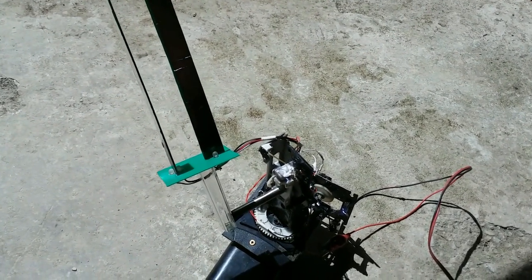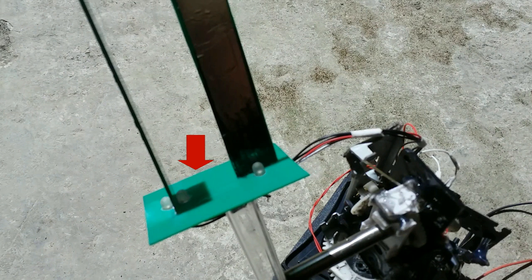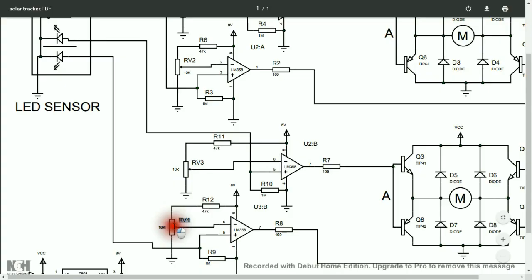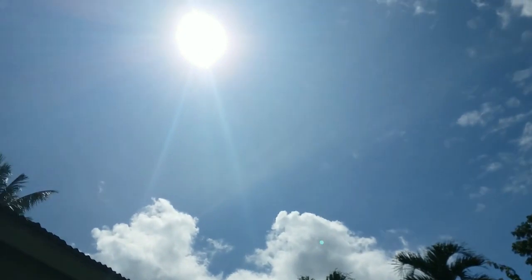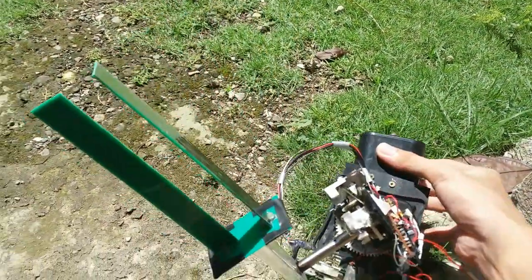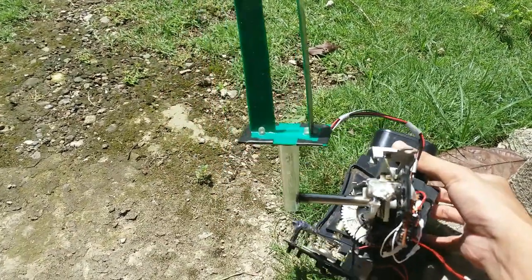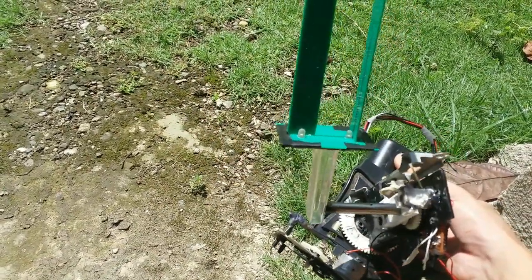I tested it outside and it works, but not perfectly. You can see the small shadow here. By the way, the meaning of that shadow is that it is not perfectly facing the sun. So, I adjusted the threshold voltage. I finally found the perfect voltage and it works like a charm. Okay, it now works. But how does it basically work?